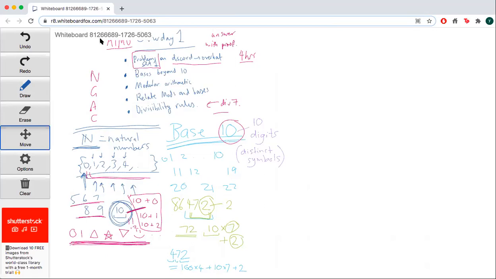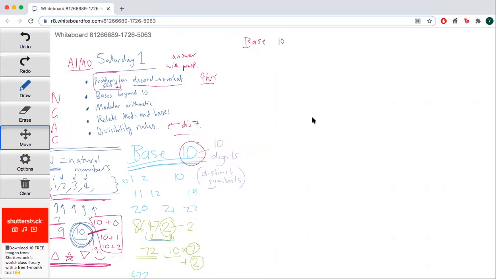So, okay, I'm going to start writing up here. Let's do another base 10 example just to make sure we all get the idea. Base 10. Oh yeah, I just realized that I didn't finish this example. I didn't even finish the 8, 6, 4, 7, 2. So we only expressed 472 in its base 10 expansion.